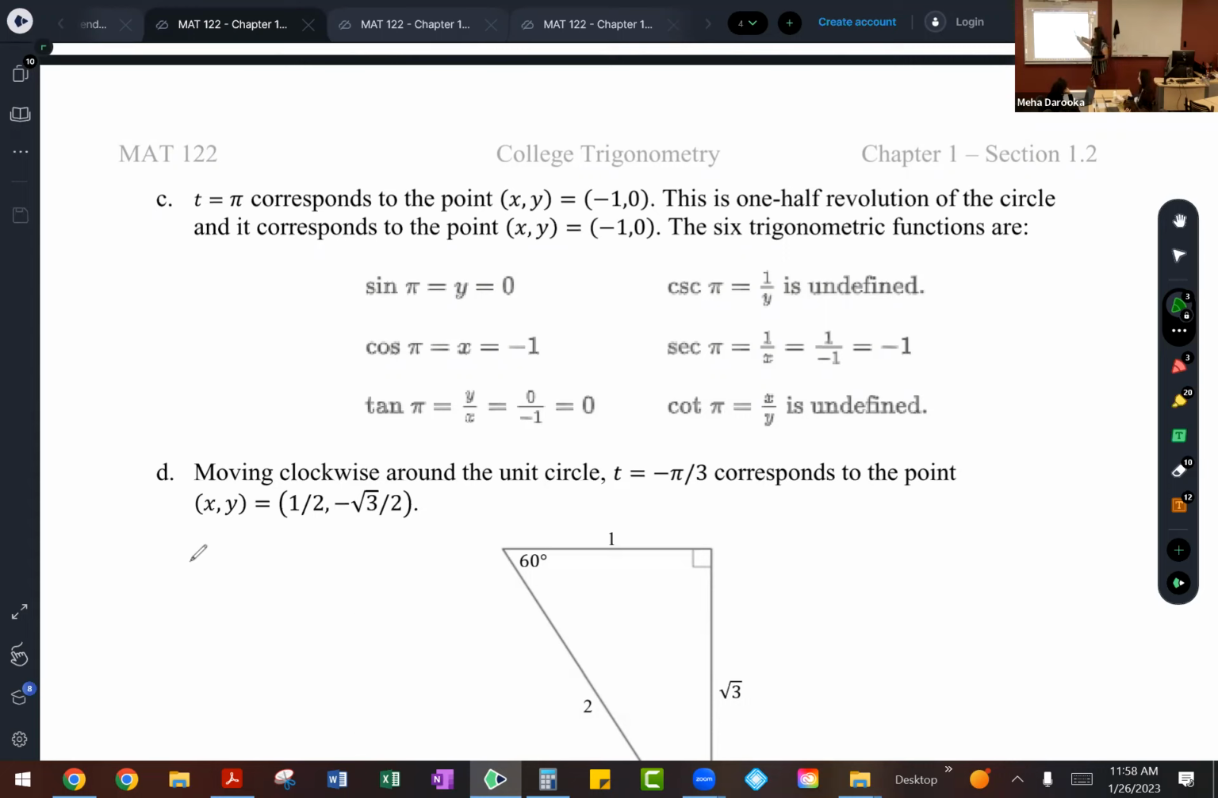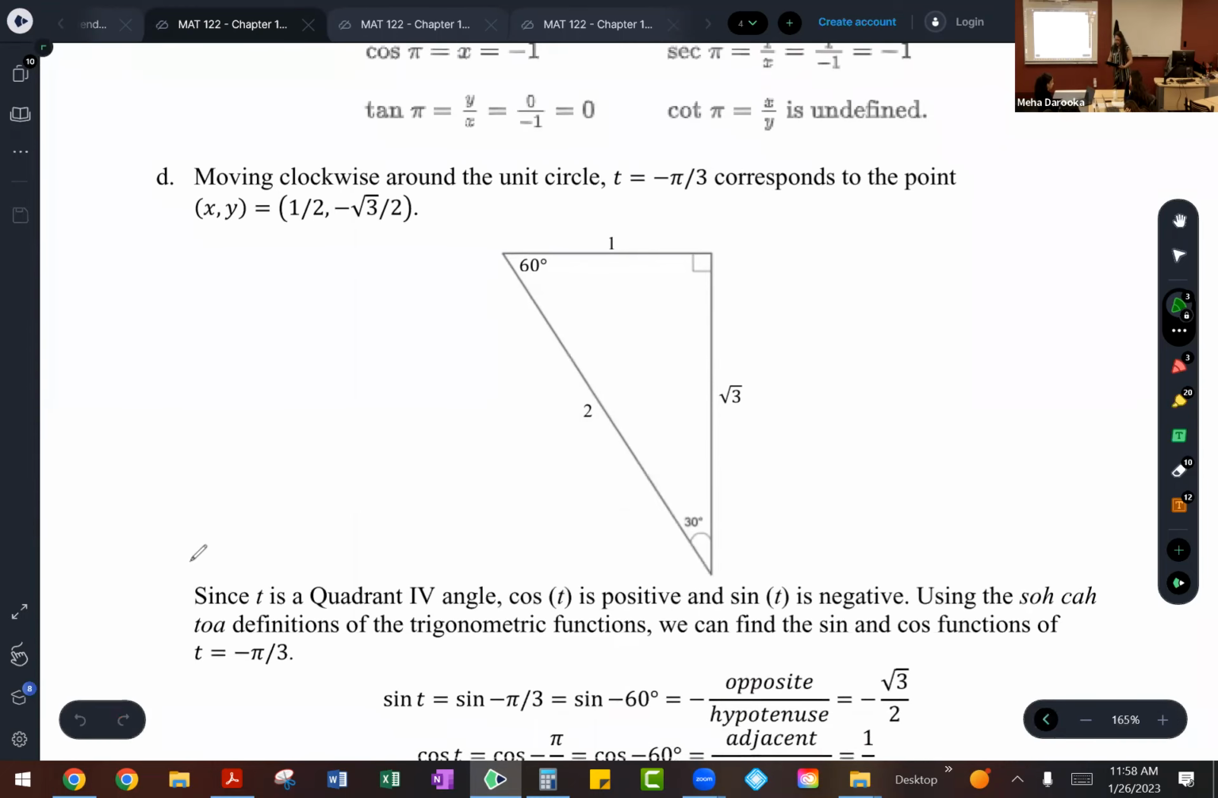And then you can see the same thing happens with cosecant because again, your y is on the denominator. So cosecant and cotangent are both going to be undefined at pi. All the other remaining 4 are definitely, as you can see, they show up. The last one they had was -pi/3.